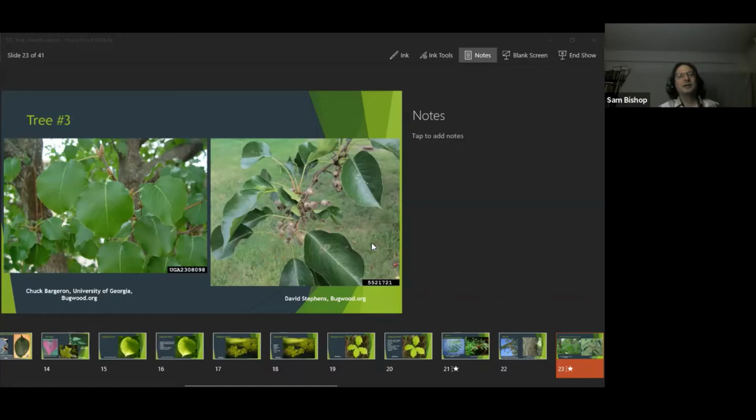A good identification clue for these, and you can go out and look for it right now, is on the left photo. See those big tan fuzzy buds on the tree? Those will usually be half an inch long, give or take, so they're very obvious.